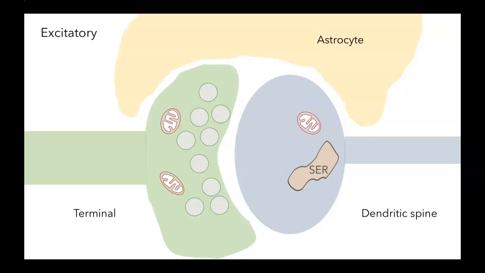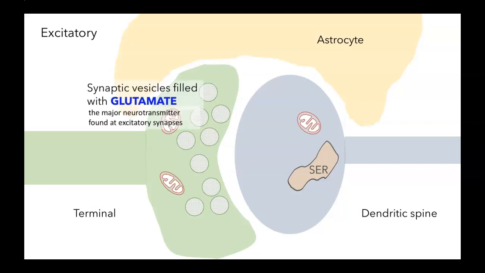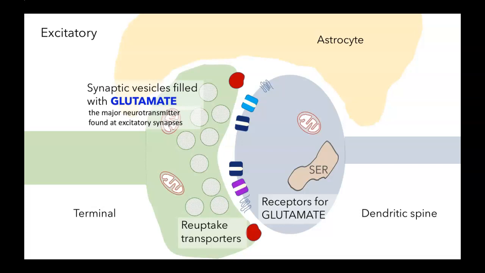Arguably the most obvious specialization of the axon terminal will be these synaptic vesicles, which are filled with glutamate. And again, that's the major neurotransmitter at excitatory synapses in the vertebrate brain. The postsynaptic cell will also have specializations. There'll have to be receptors for glutamate, and there'll be some reuptake transporters in order to recycle the neurotransmitter, and those can be found both in the axon terminal as well as in the glial cells.